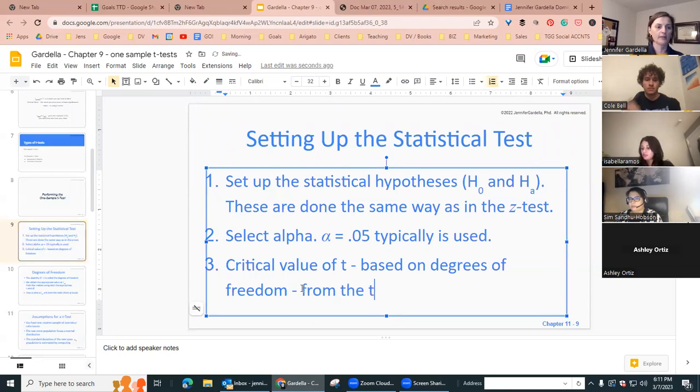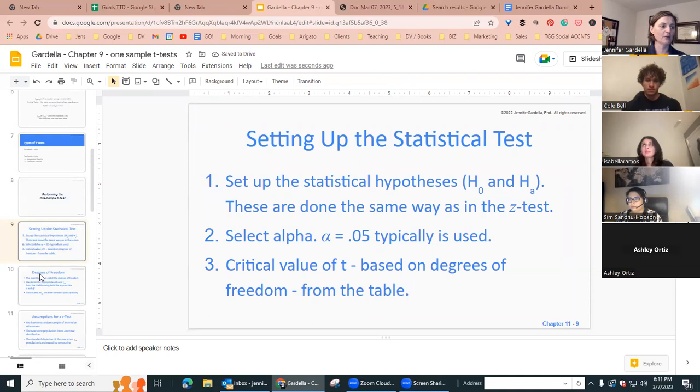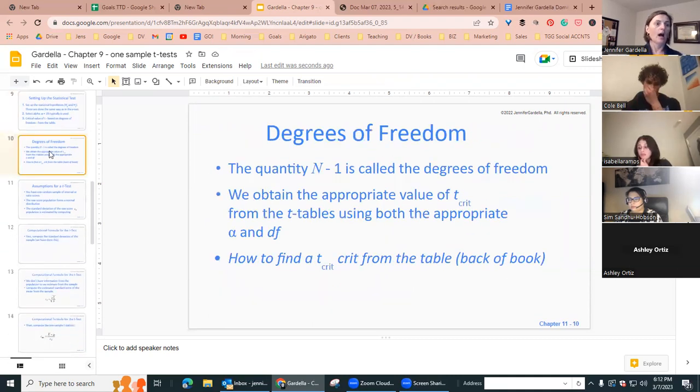ready, from the table. Some of you are getting very confused about this, so I'm going to just keep spelling it out. Degrees of freedom, word to the wise. Degrees of freedom are the same for the Z and the t-test, the one sample t-test.